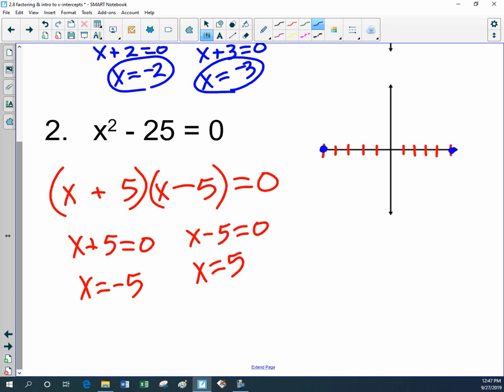Where would the vertex be? The vertex would be at 0. Okay, and does it go up or down? So the vertex is below or above? It'd be below because it's got to go up.